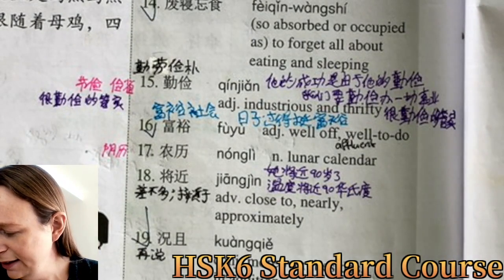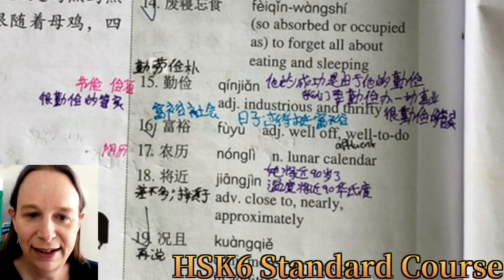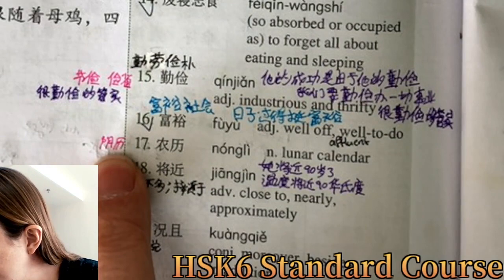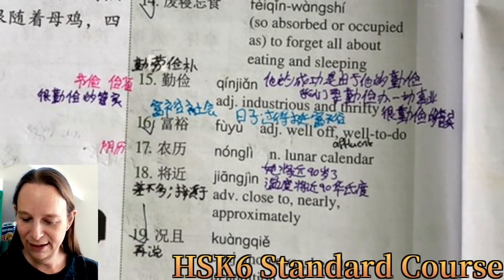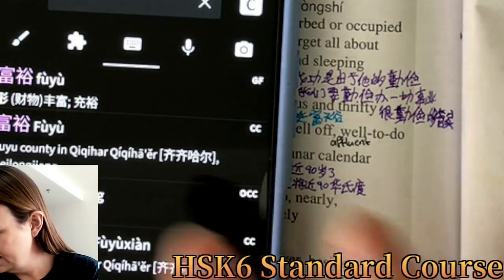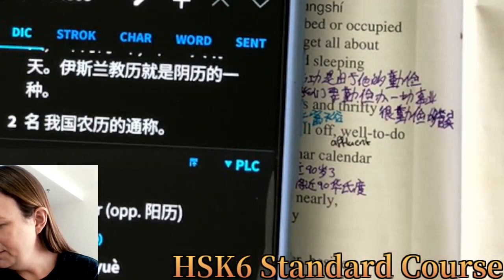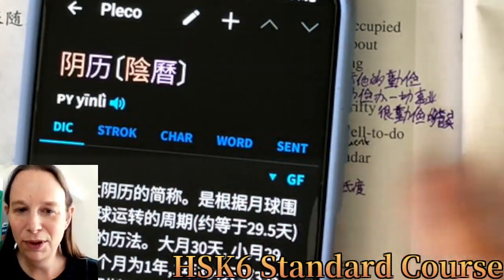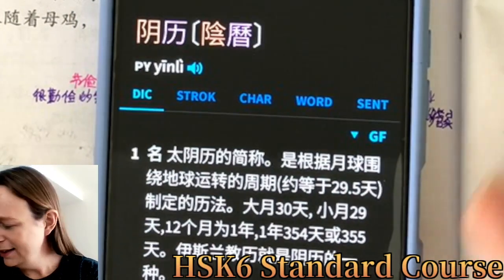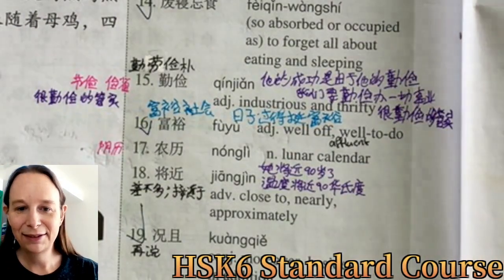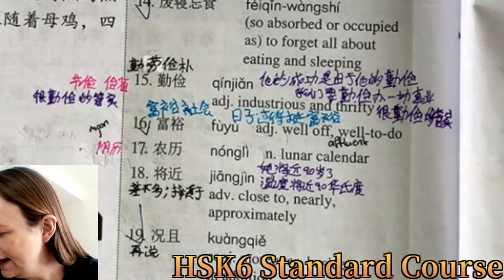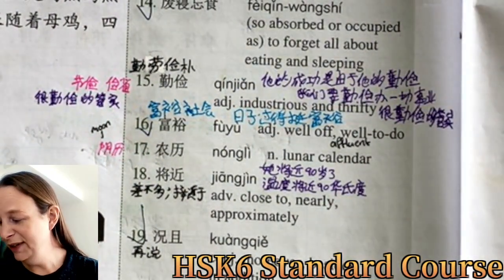Okay, next, 将近. Yeah, 将近, there's also 接近, right? Why have I written this? Sorry, I just noticed that. 阴历. What is yin ni? I don't know what yin ni is. Oh, it's another word. Oh, yin pertaining to moon. Okay, that makes sense. Yin ni. So there's yang ni. This is the solar calendar. Oh, okay. All right. So let's look at moon, pertaining to moon.